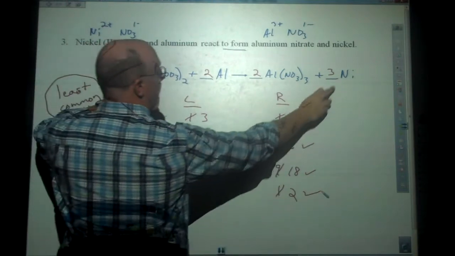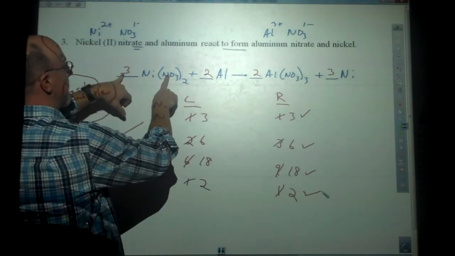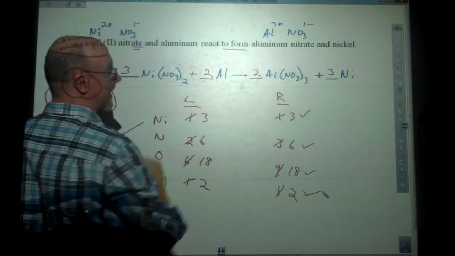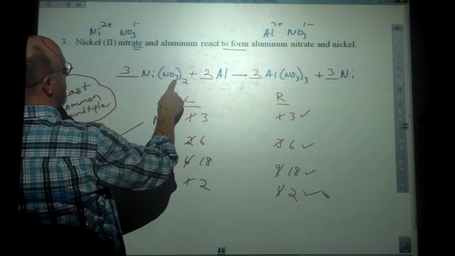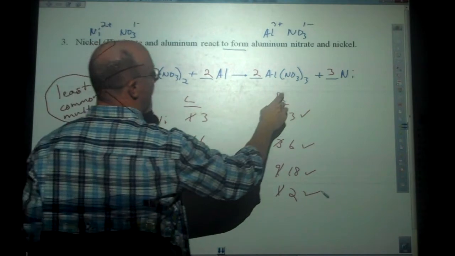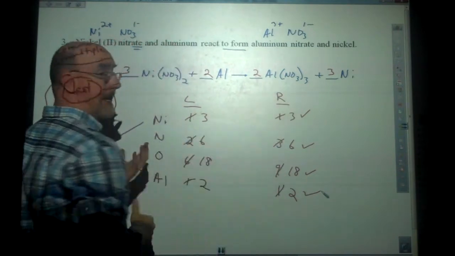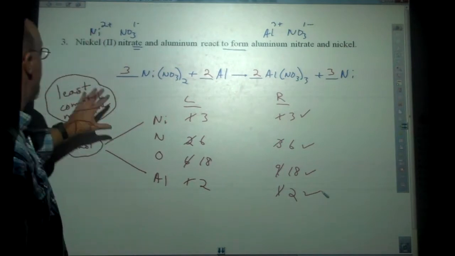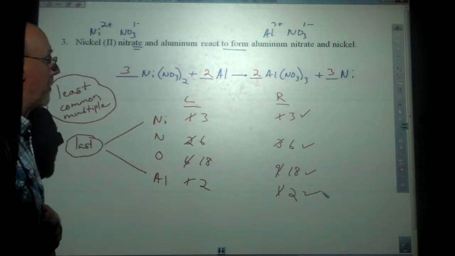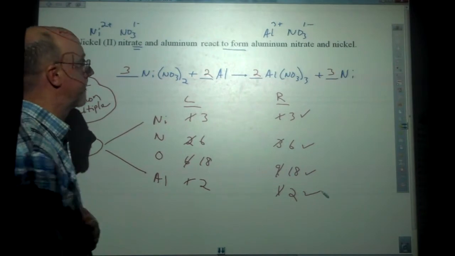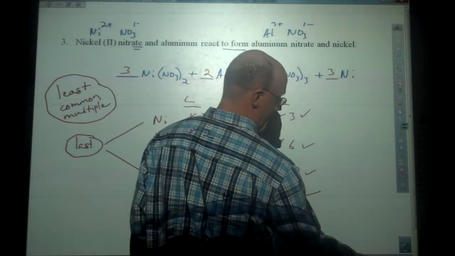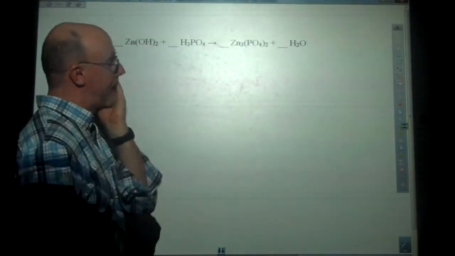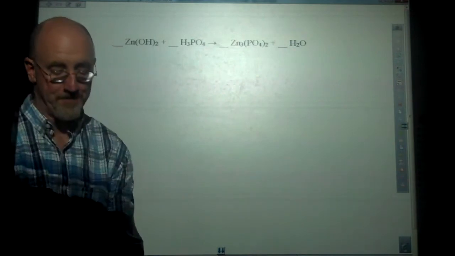3 nickels, yep. 2 times 3 is 6 nitrogens. 3 times 2 is 6 nitrogens, yep. 2 times 3 is 6, times 3 is 18. 3 times 3 is 9, times 2 is 18. 2 aluminums, 2 aluminums. So the hint there is least or lowest common multiple. Let's go back to a little bit of math. All right, so this one, I gave you the formulas for this one already.